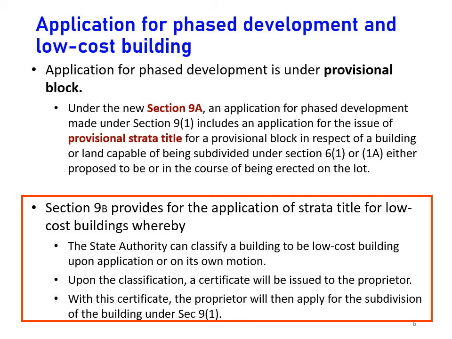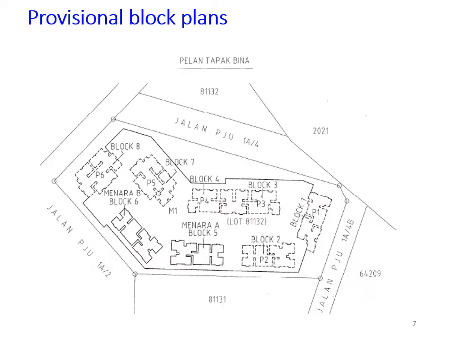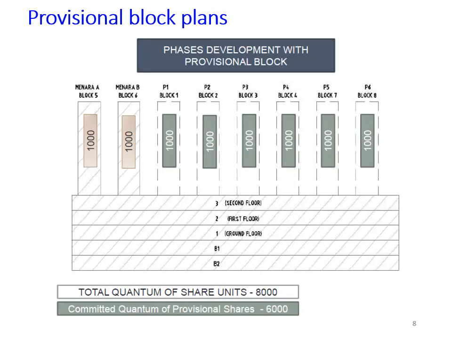Now the last 2 slides will just show you the plans. This one shows you the provisional block plans. Provisional means not completed yet. So it shows you that these are the proposed block 1, block 2, block 8, block 5, block 6 and so on. So these are all provisional, tak siap lagi, not yet completed. Okay, so go to the next one.